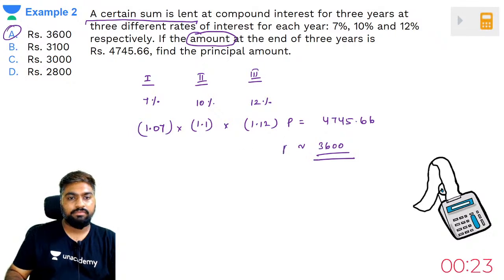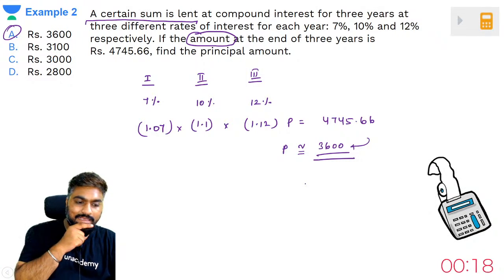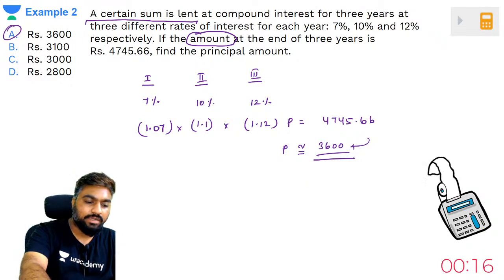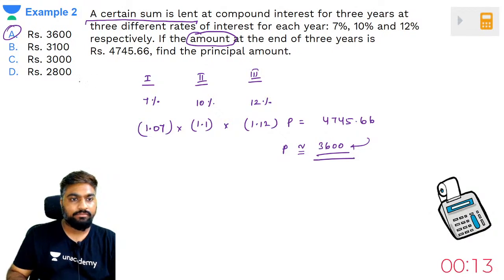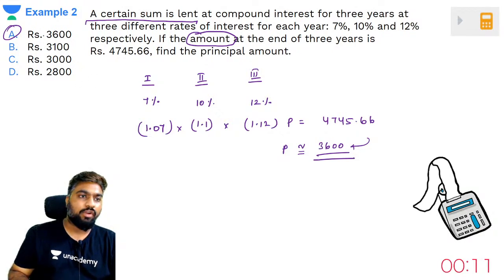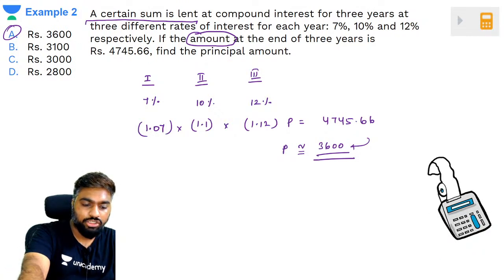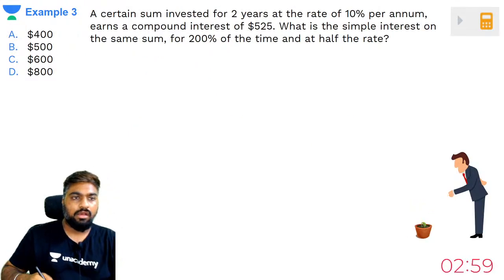Got it? So our principal is approximately equal to 3,600 rupees. But without a calculator, if you sit down to do this, it will take a lot of time. You would either go from answer choices and apply them one by one. So what will happen here? On 3,600, first apply 7%, then on the interest that came, add 10%, then on that again add 10%, get 4745.66, then you will get 3,600, which is a long shot. Alright, try this question.